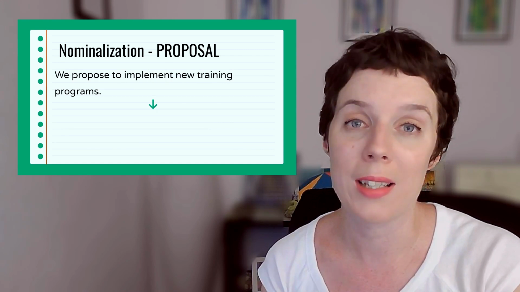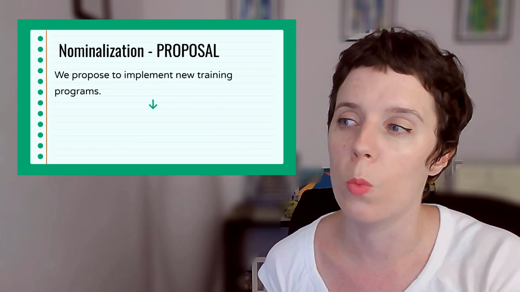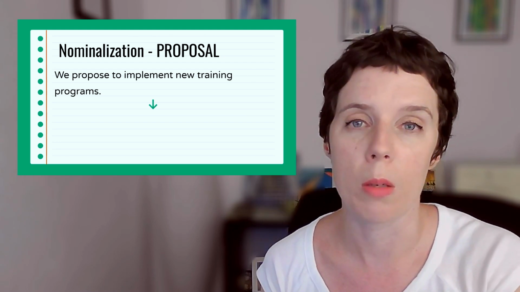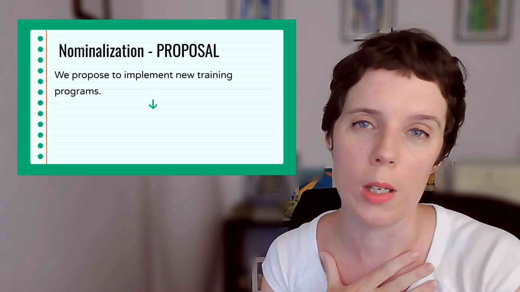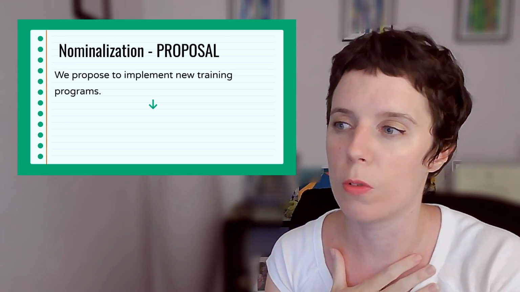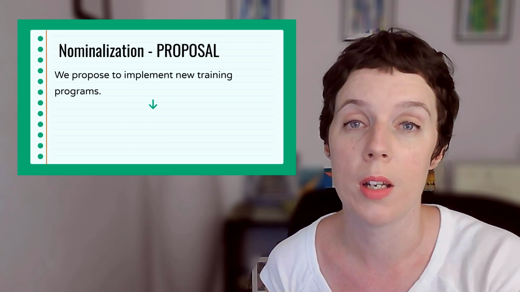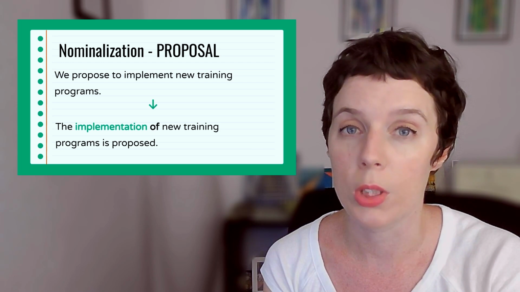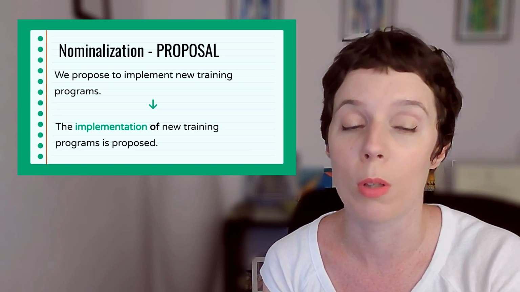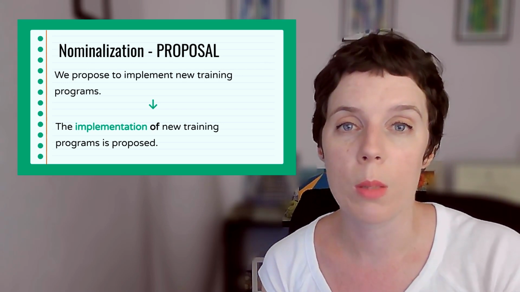All right, and one last example before I test you. "We propose to implement new training programs." Again, it's too informal. We never use we. Let's try and make this more formal by using implement. Let's change implement to a noun. That noun is implementation. So you get "The implementation of new training programs is proposed." So we can use nouns to make it more formal.